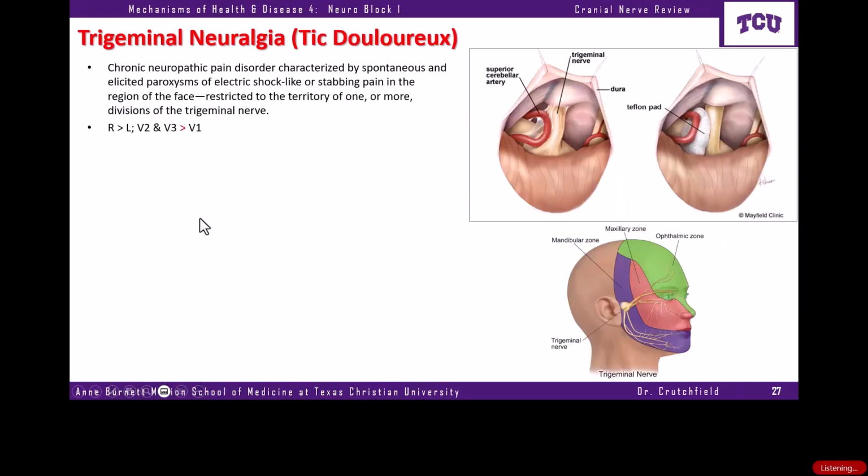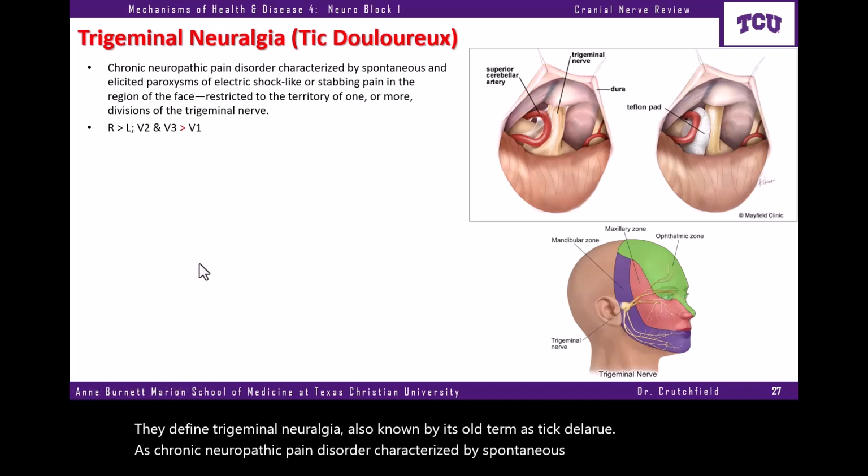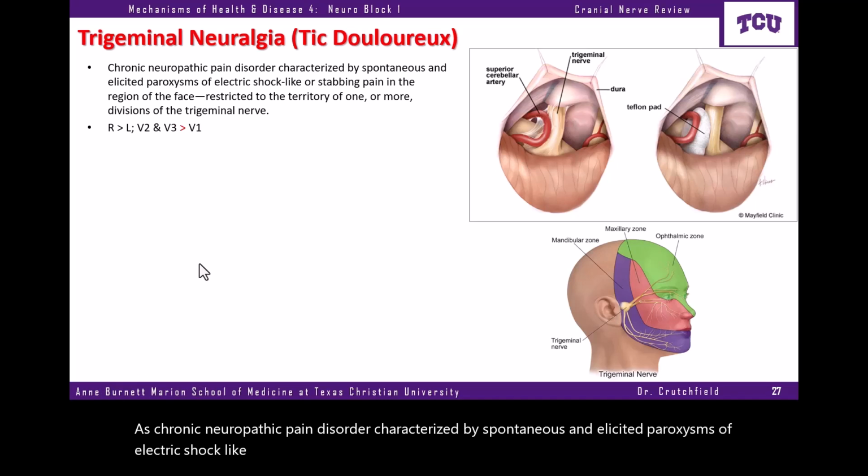The definition given here is from the New England Journal of Medicine's review article. They define trigeminal neuralgia, also known by its old term as tic douloureux, as a chronic neuropathic pain disorder characterized by spontaneous and elicited paroxysms of electric, shock-like, or stabbing pain in the region of the face, restricted to the territory of one or more divisions of the trigeminal nerve.